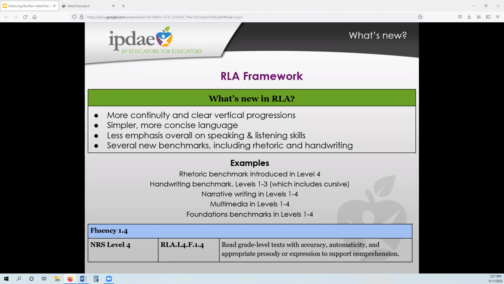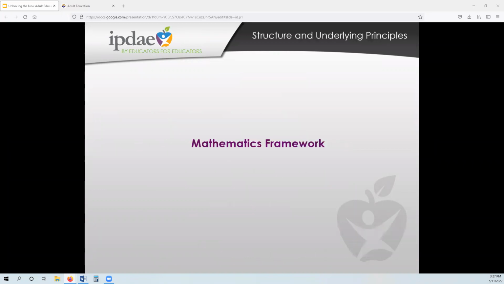Okay, that was a lot of digging into the RLA framework. I'm going to pass it to Molly to give you the same understanding around the structure and principles of the new math framework.